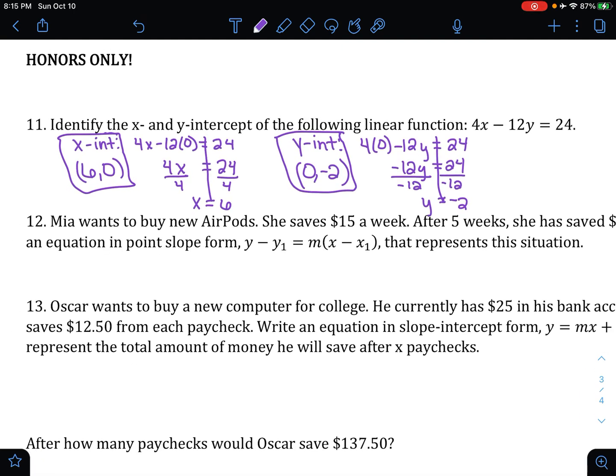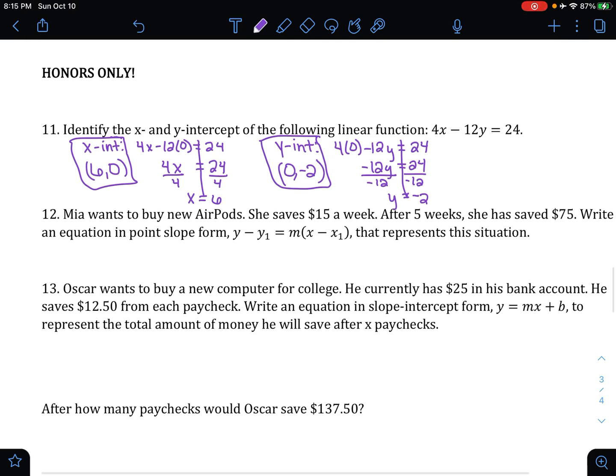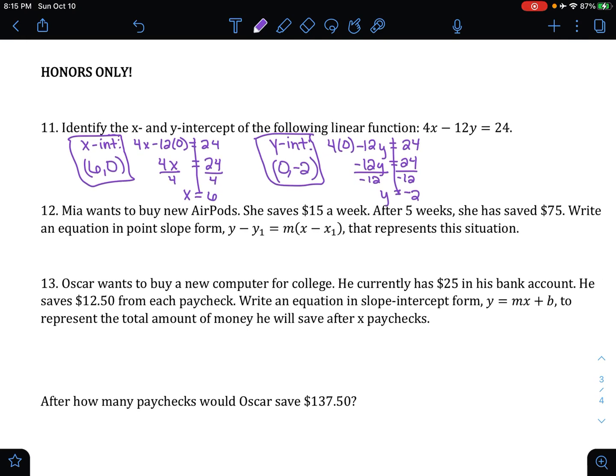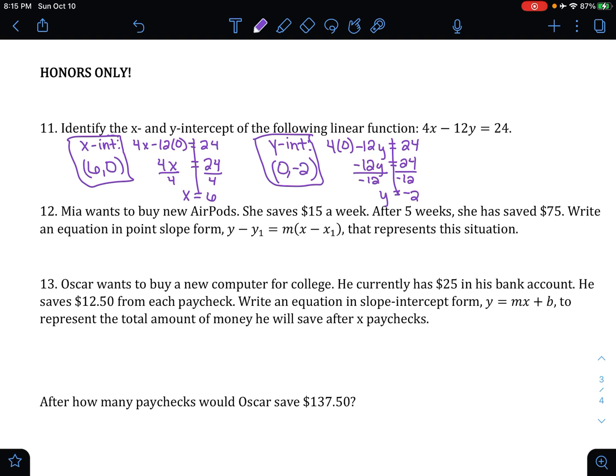Okay, question number 12. Mia wants to buy new Airpods. She saves $15 a week. After 5 weeks, she has saved $75. Write an equation in point slope form, y minus y sub 1 equals m times x minus x sub 1, that represents the situation.